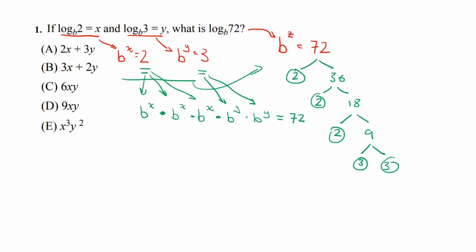So let's simplify this. We know that when we multiply exponents with the same base together, we just add the exponents, right? So this is b to the 3x plus 2y equals 72. So let's write this out. Let's just convert it back to our log form, right? So log base b of 72 equals 3x plus 2y. And that's our final answer, right?